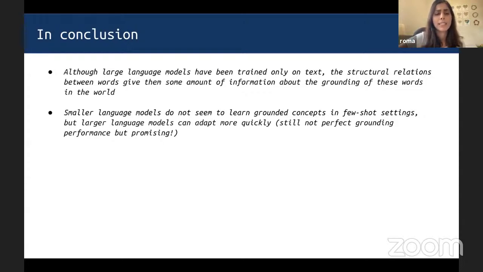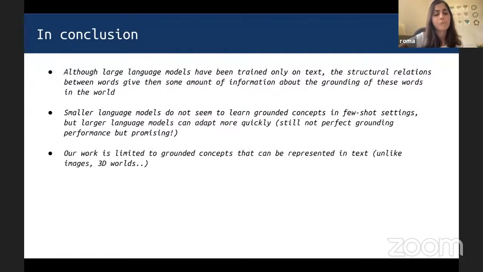But it does seem to be the case that larger language models adapt far more quickly than the smaller ones. And it's kind of promising that they can actually learn some grounded concepts if only we can find the right way of prompting them correctly or teaching them concepts in a way that works best for each model. And again, it might differ for each of the models that we evaluate.